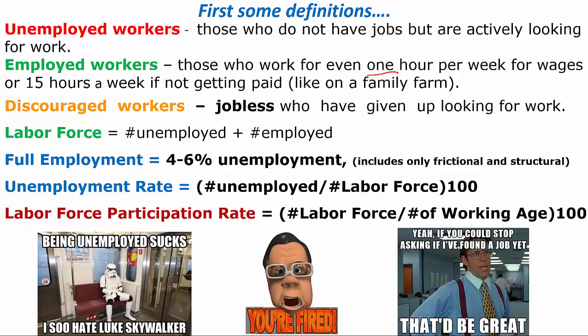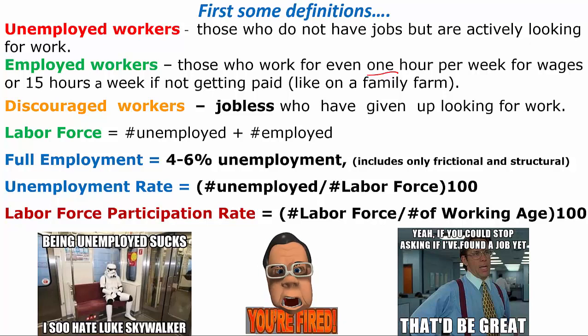We're going to calculate something called the labor force. This is calculated by taking the number of workers that are unemployed plus the number of workers that are employed. That'll be important. Our economy is considered fully employed when we only have between 4 and 6% unemployment, which would include only frictional and structural unemployment, so no cyclical unemployment.